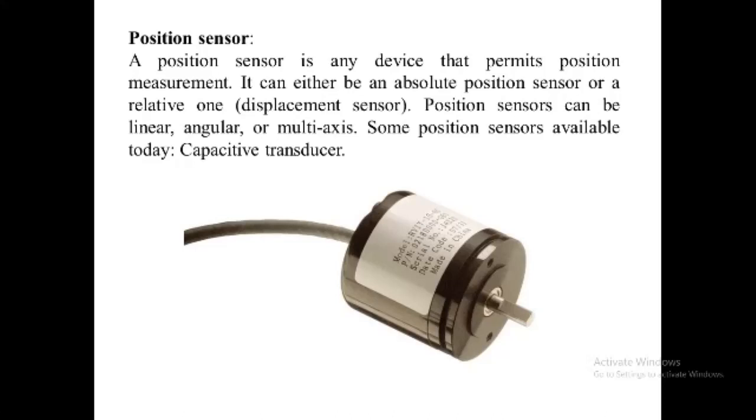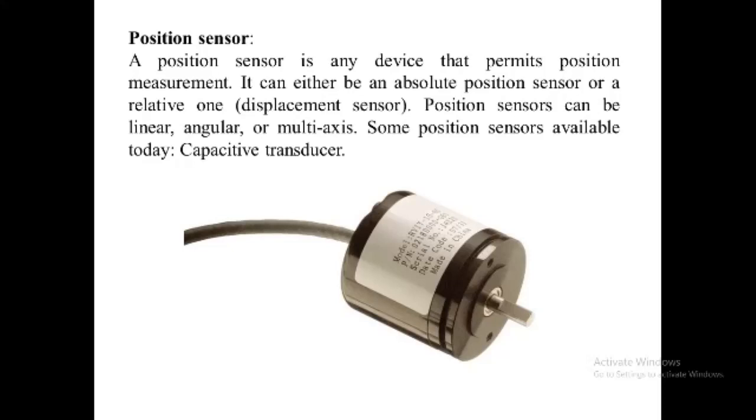So what is an absolute position encoder? These are more complex than the quadrature encoder. They provide a unique output code for every single position of the rotation, indicating both position and direction.